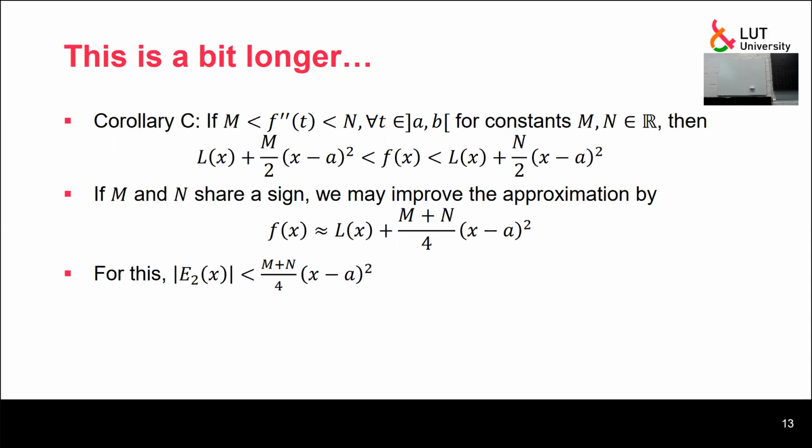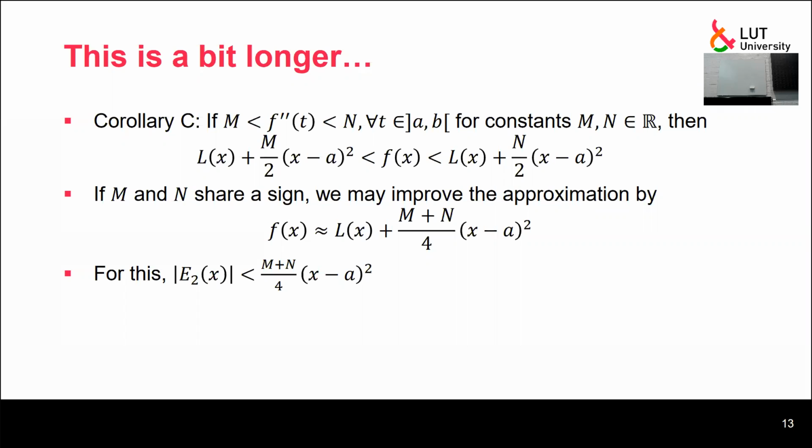If those are still the same sign, so the function curves always in the same direction, then we can improve our approximation: the function value is the linearization plus n over 4 times the change. So we can add a second term there to improve this one.